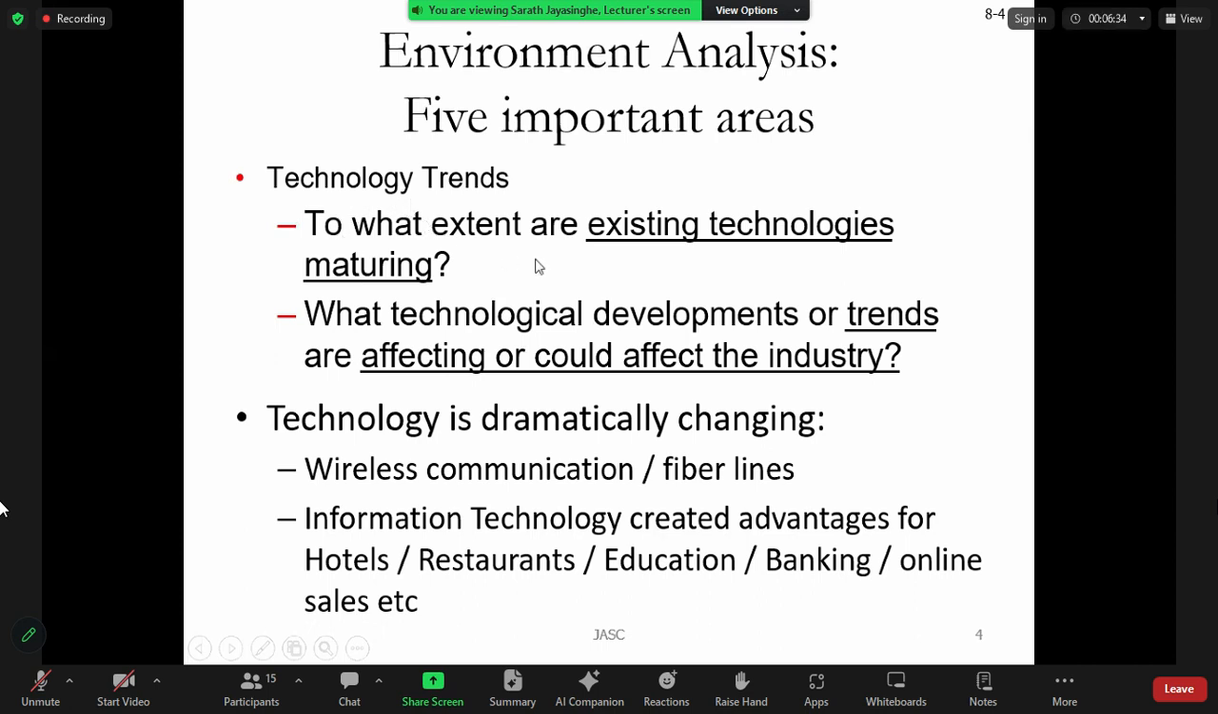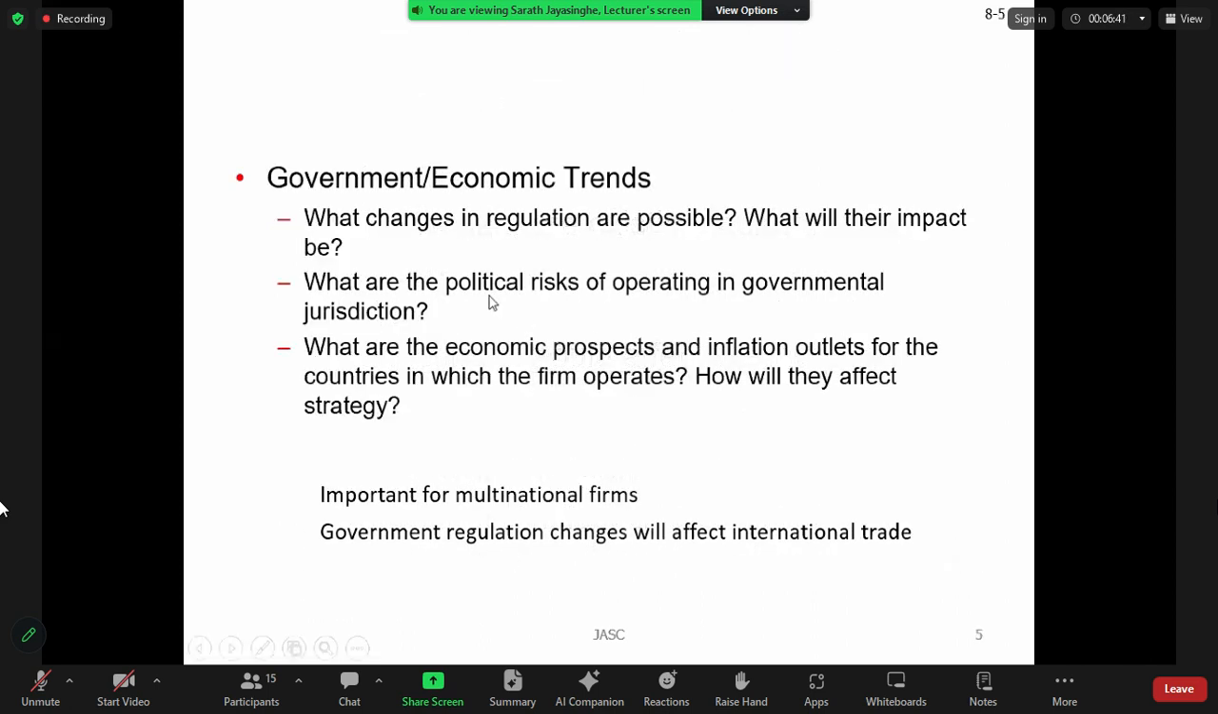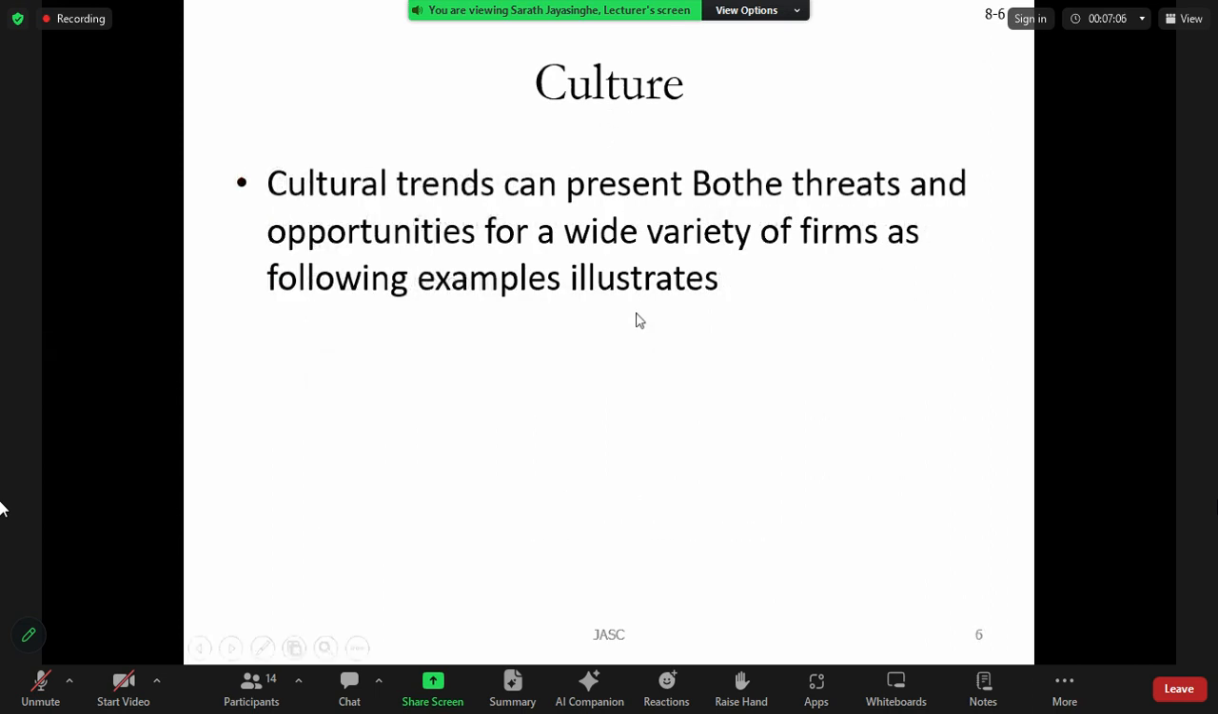For technological trends, we have to understand existing technology and what is happening in the trends. Technology is dramatically changing, as you know. We have discussed this again and again throughout these 4 years, just to remember, because it is in your syllabus under strategic marketing. You have to apply these things in your marketing cases. Then there are government and economic trends, and then culture. Culture is something special.